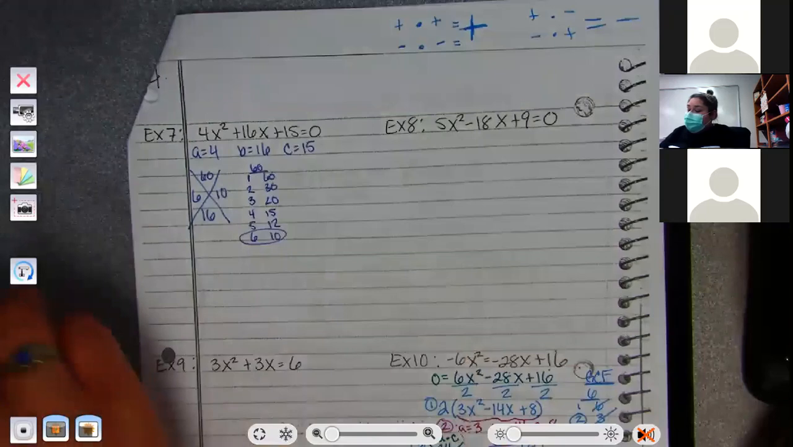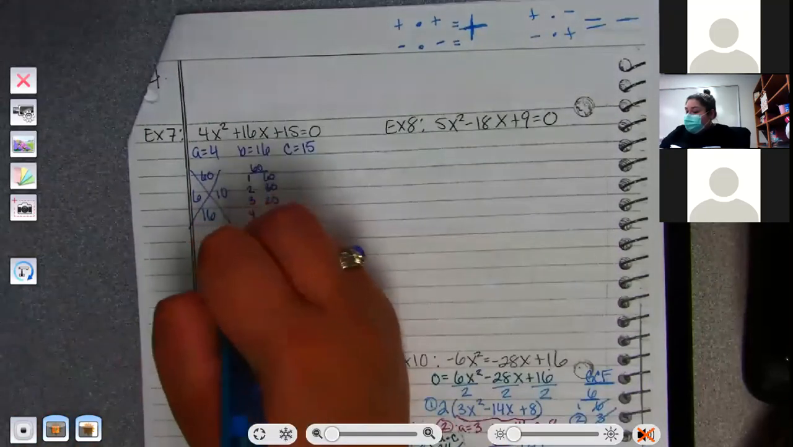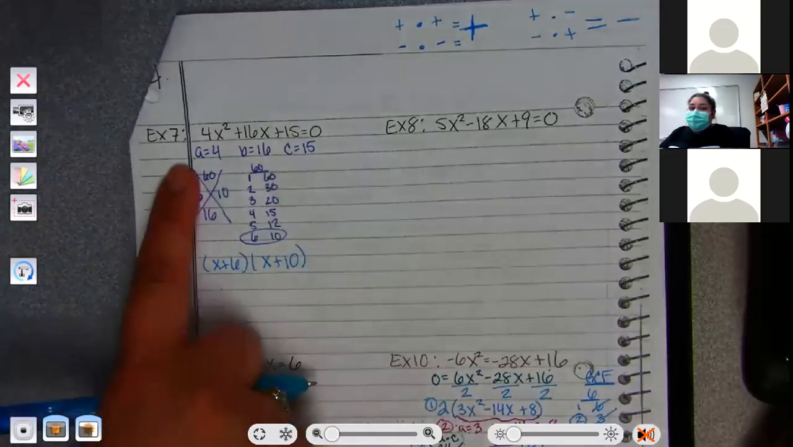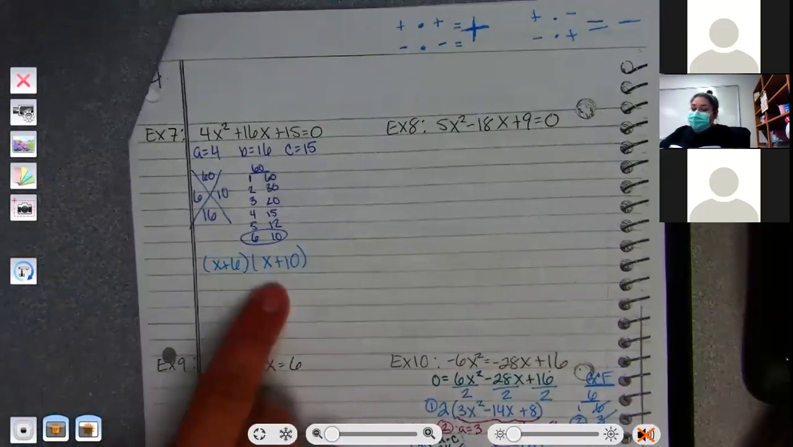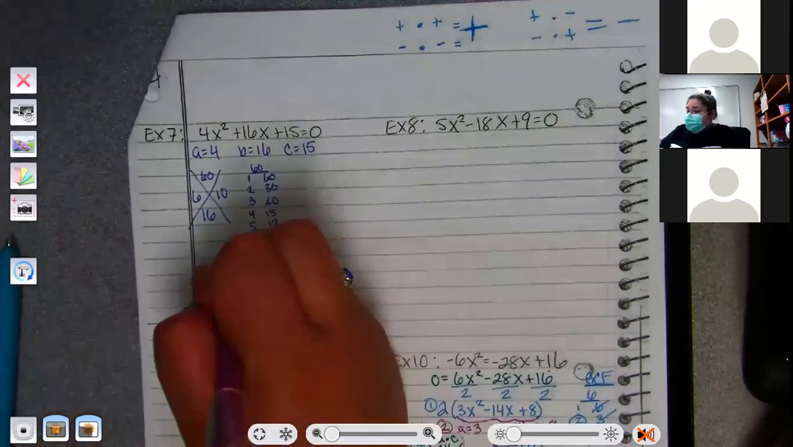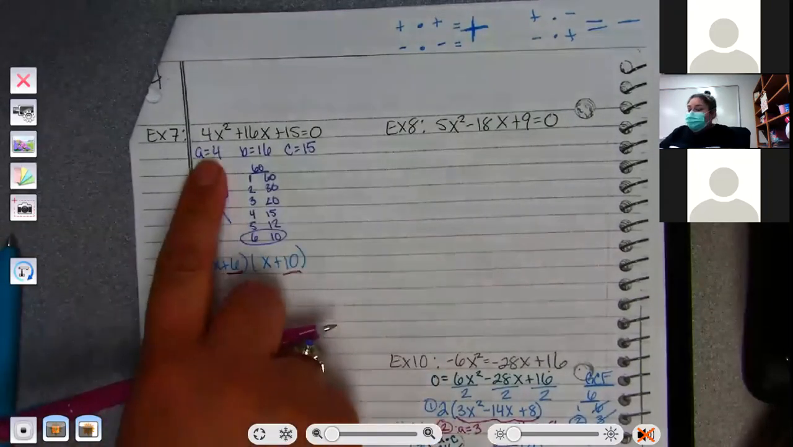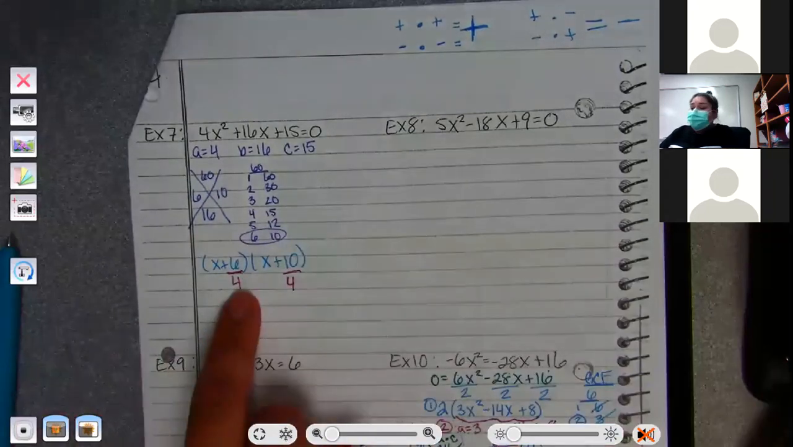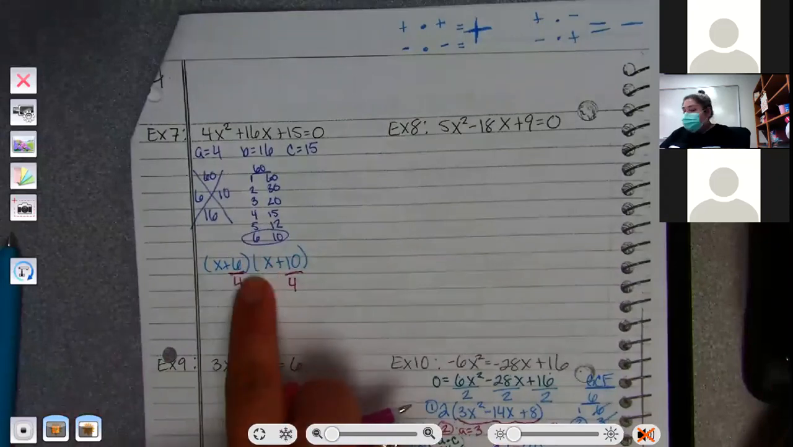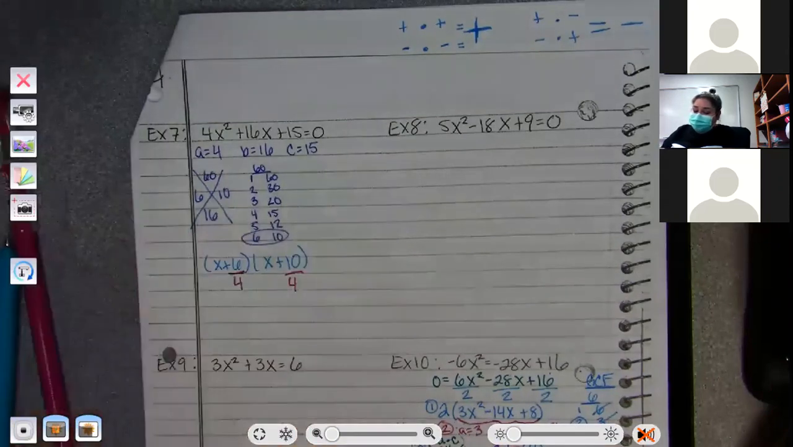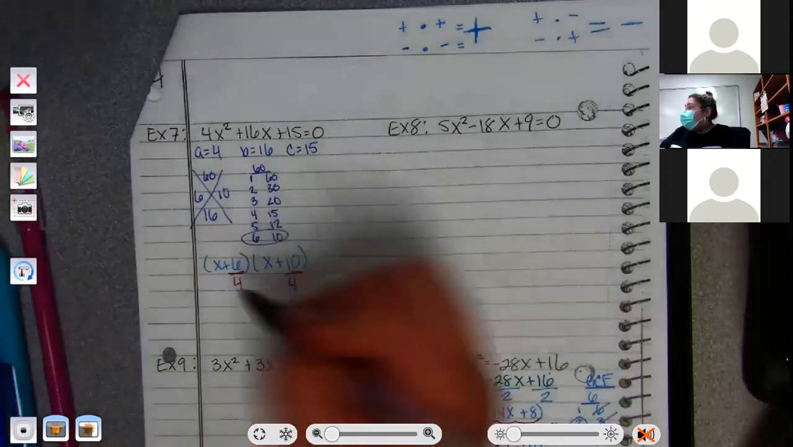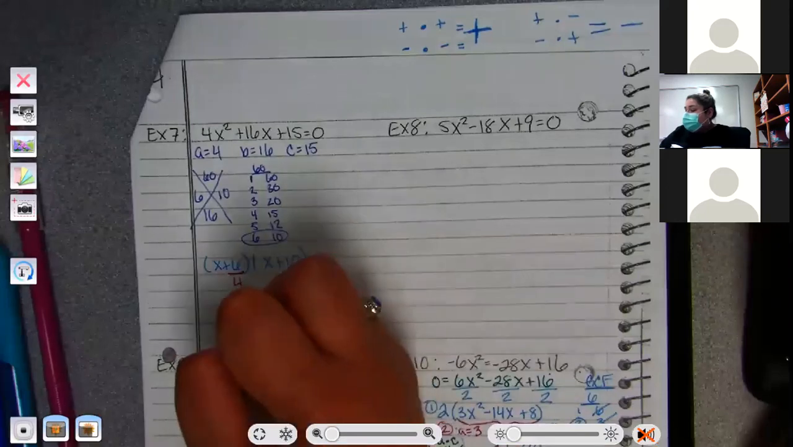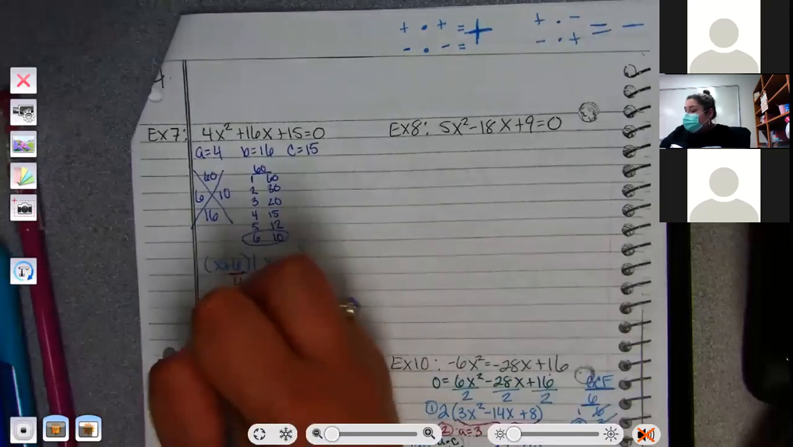So now that we have our factors, we have x plus 6 and x plus 10. Now remember, we didn't factor anything out, right? So this is what we have so far. Now we're gonna divide by what? Your a, which is 4. Here, you're gonna notice that, wait, I can simplify 6 over 4, right? So what is that gonna simplify to? Well, 6, they both have 2 in common. So 6 divided by 2 is 3, and 4 divided by 2 is 2. So we're gonna have x plus 3.